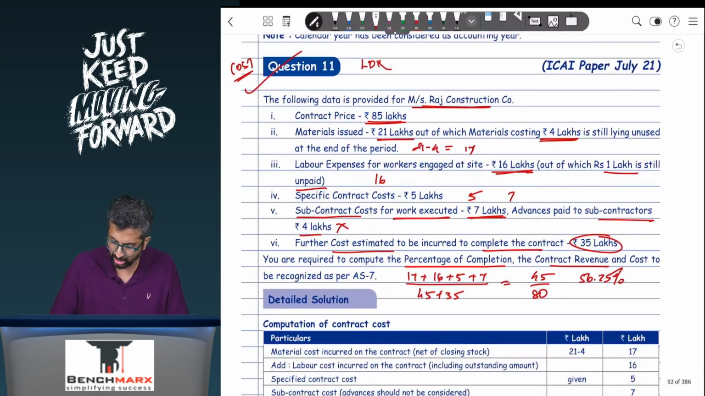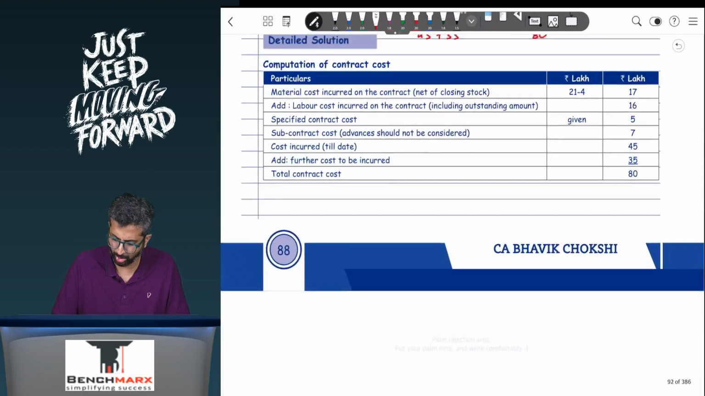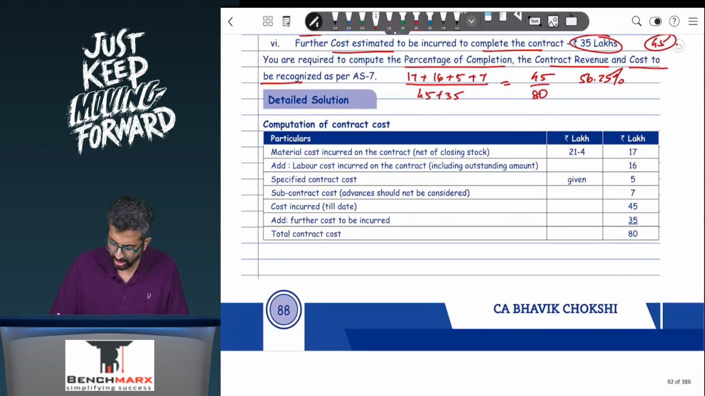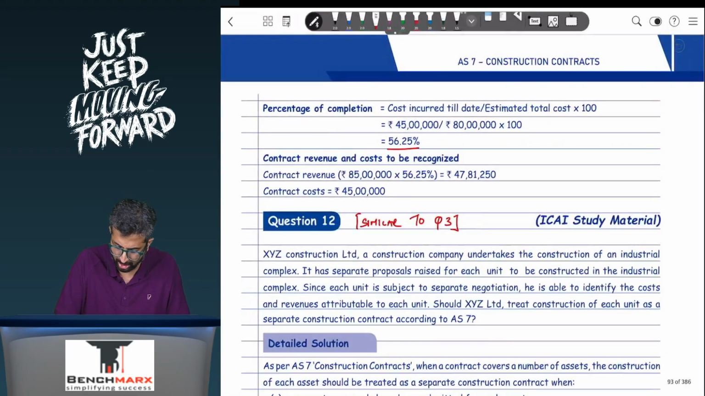Contract revenue to be recognized, well, 85 lakhs into 56.25% comes to how much? Well, 47 point something, let's say 47.81 or 82. And the cost to be recognized is going to be 45, and the difference is going to be profits. So if I go to see, this is your stage of completion, 56.25, revenue 47.81 or 82, and contract cost of 45 to be recorded.